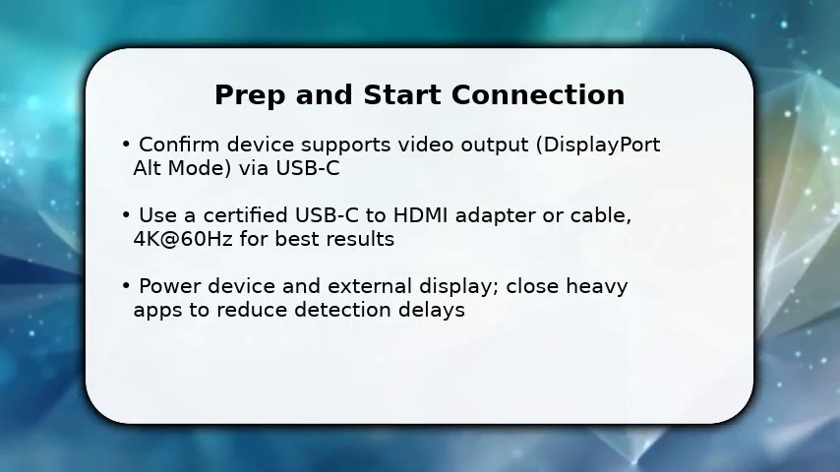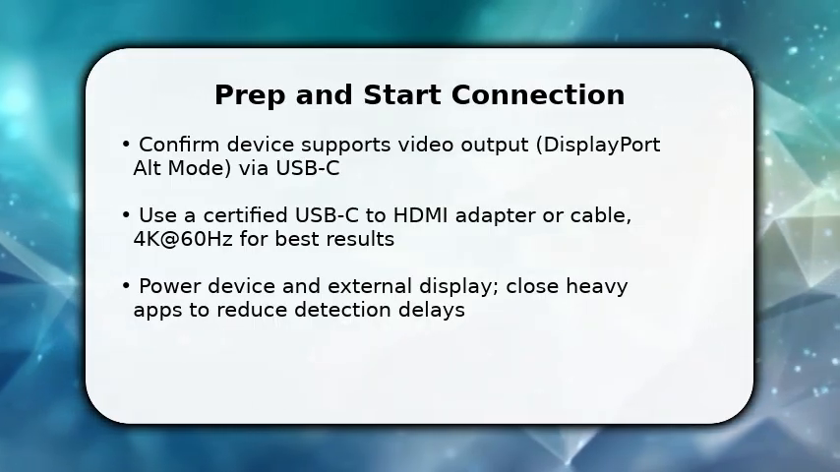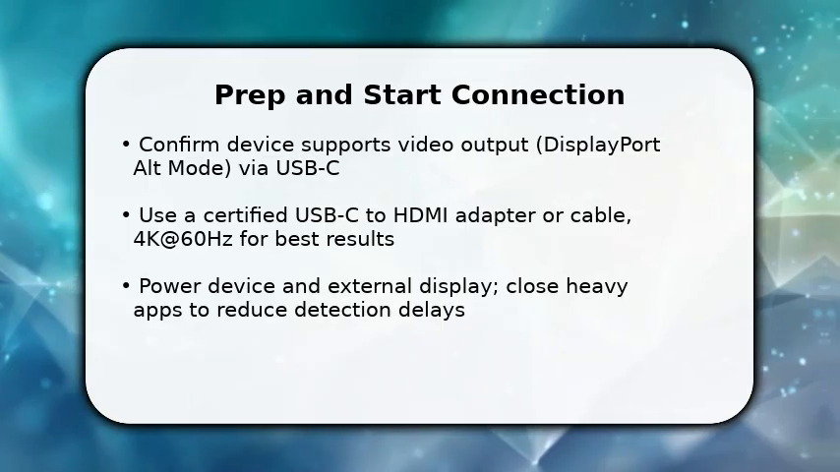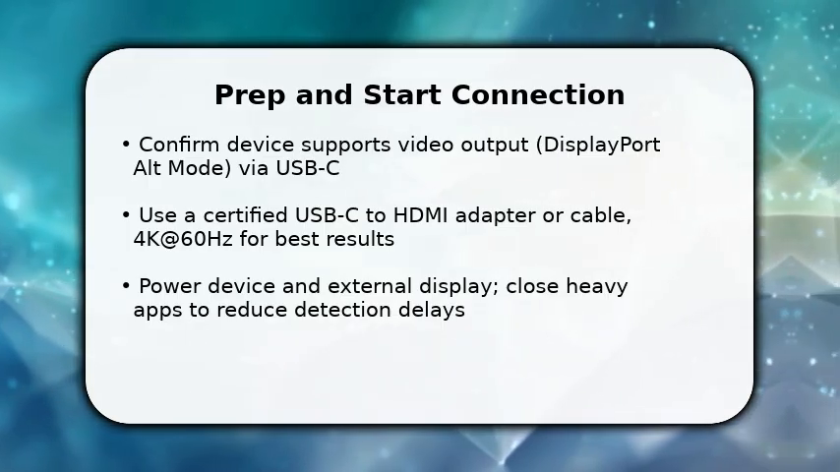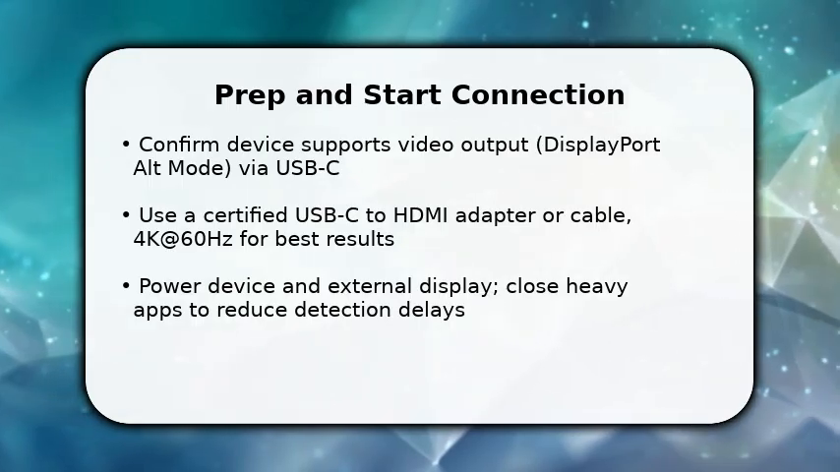You need to confirm your laptop or phone actually outputs video over USB-C. This is why DisplayPort Alt Mode matters. Once confirmed, plug the USB-C end into your device first, then connect the HDMI end to the monitor or TV.